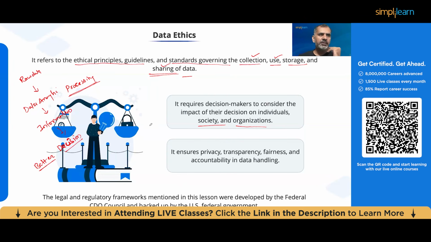Now, when we do this, as I said, these organizations need to follow some data ethics rules and standards. It basically talks about ensuring the privacy of data, transparency within the data, fairness within the data, and accountability in the data handling process. When I say privacy, that means if you are collecting data, it should be securely stored in your organization, and no unauthorized user should access that particular data.